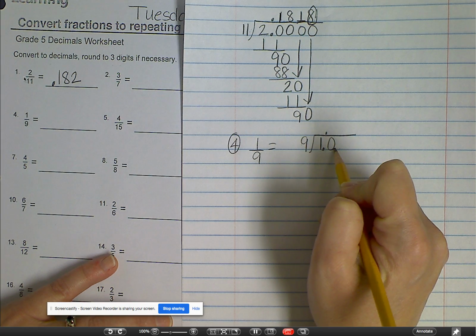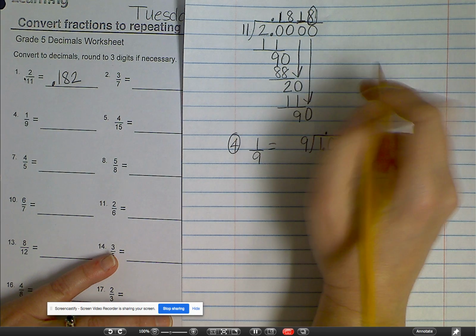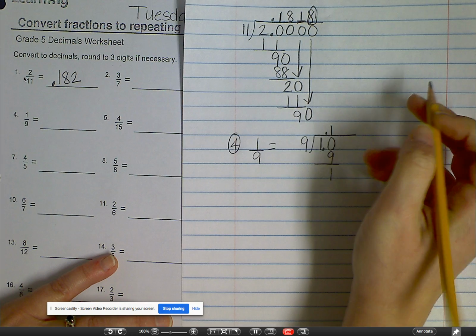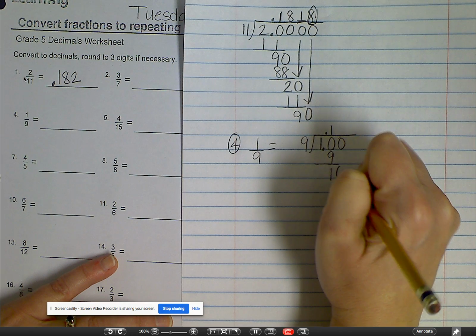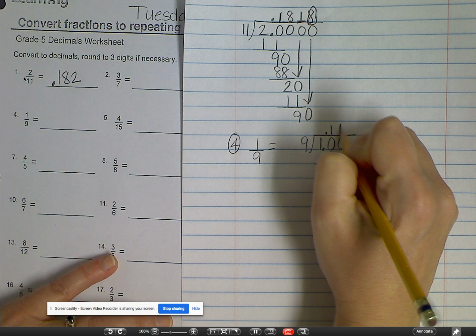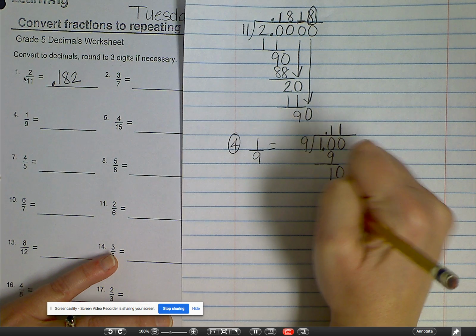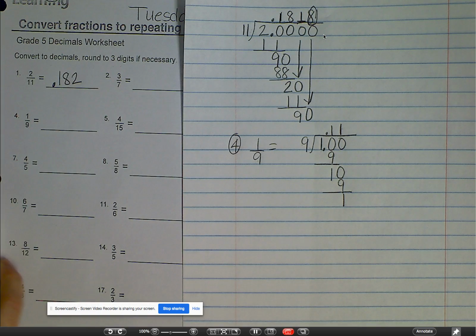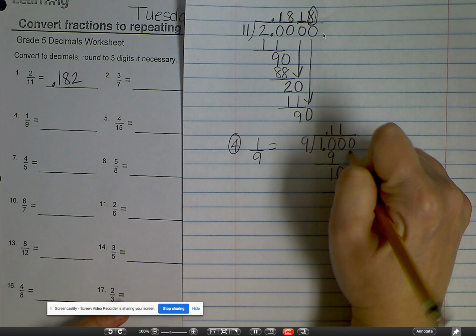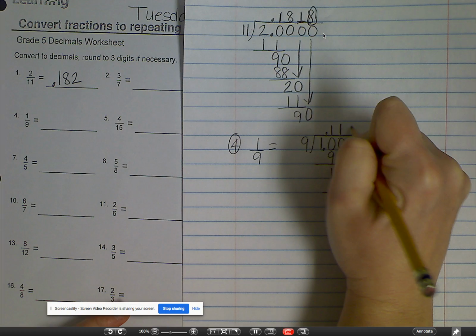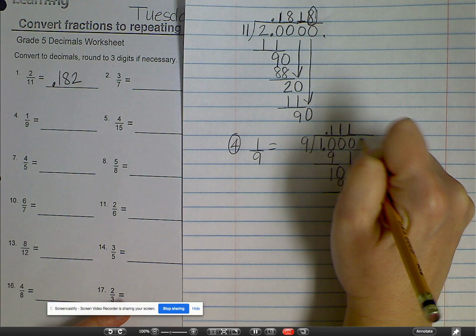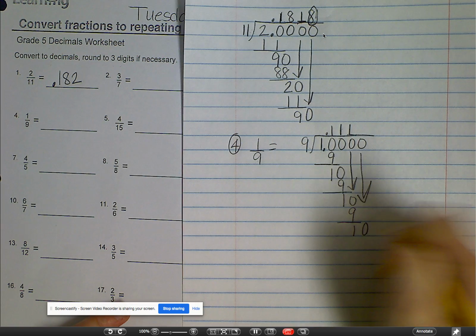It's still 1. Okay, 9 goes into 10 one time. 1 times 9 is 9. 1 left over. Add a 0. 9 goes into 10 one time. 1 times 9 is 9. Look at this. We're going on and on with the same thing. So I'm going to add a 0 just to bring it down. And I get a 1. 1 times 9 is 9. I get a 1. Add a 0. I get a 1. Okay?